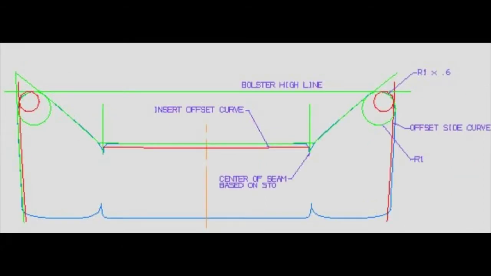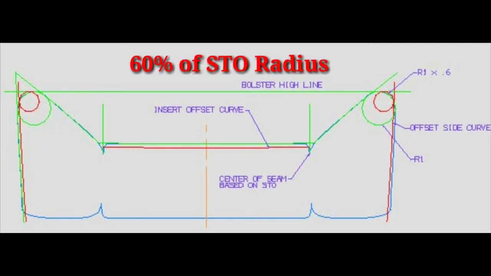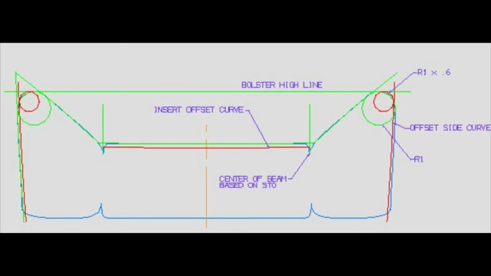Step number 3, create a circle which is tangent to the high line of the bolster and the offset side curve, with a radius of 60% of the STO radius. The next thing to do is trim the insert offset curve to the center line of the seam supplied by the STO or quarter scale.